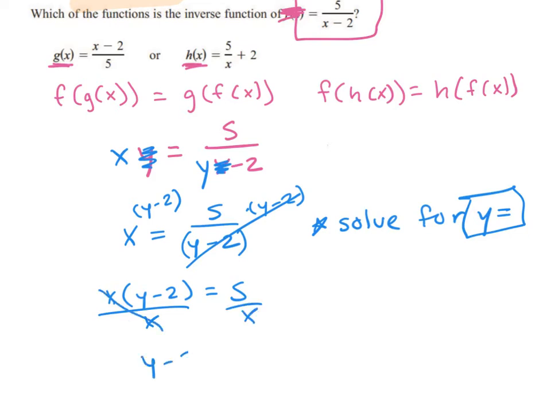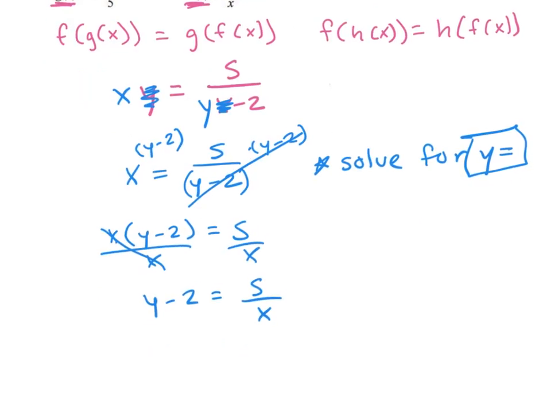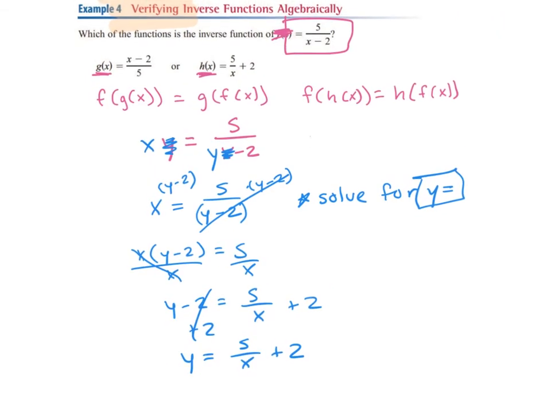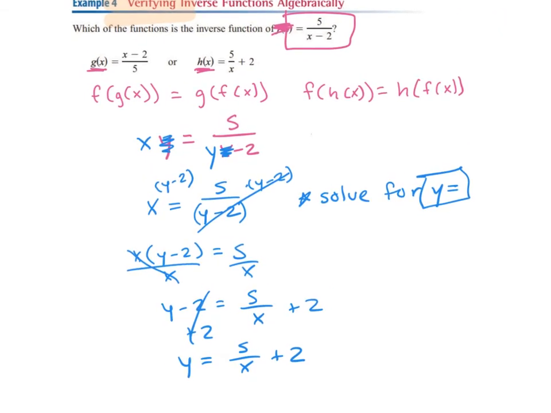So now we have y minus 2 is equal to 5 over x. Now how do we get that 2 to the other side, or that minus 2? Plus. We add 2. So our 2's cancel out, and we're left with y is equal to 5 over x plus 2. Does this match our g of x or our h of x? H of x. So h of x is the inverse for our f of x.